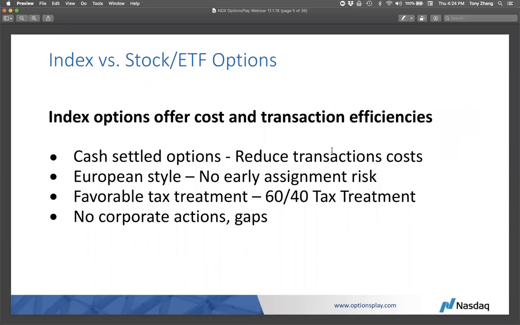And lastly, from a trading perspective, because it's an index, there are no corporate actions, there are no gaps in the charts, which is really good for technical analysis. Corporate actions like earnings, dividends, stock splits, things like that, cause gaps in the stock, which makes it a little bit more difficult to do the technical analysis that you want to do. So by trading an index, a lot of times you have much smoother charts to look at, which just makes the technical analysis side a little bit easier to manage.